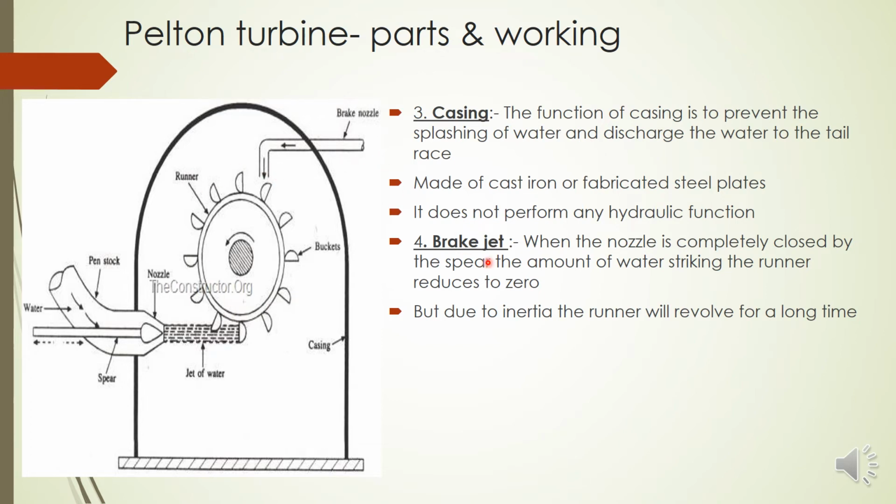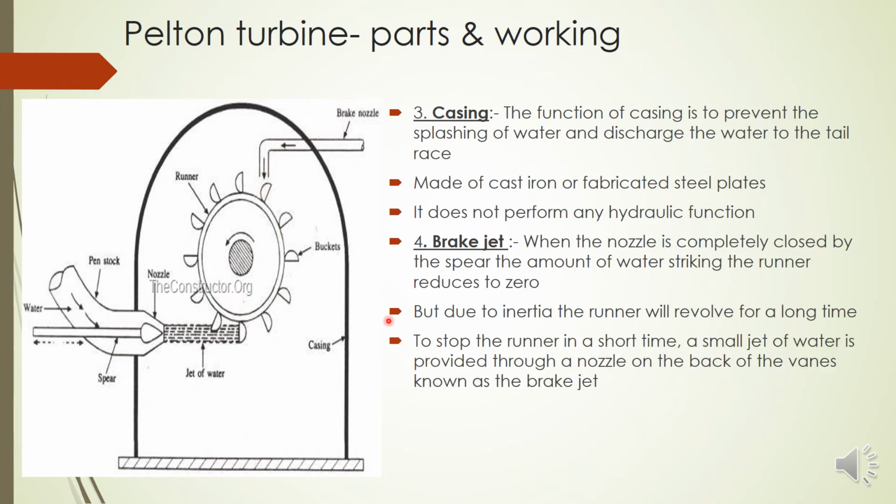So to stop it in a short time, we provide a small jet in the opposite direction. Your turbine is rotating in the anti-clockwise direction, so we will provide a small jet in the clockwise direction. That is the function. To stop it in a short time, a small jet of water is provided on the back of the turbine blades, and it is known as the brake jet or brake nozzle. So these are the 4 components of the Pelton turbine.